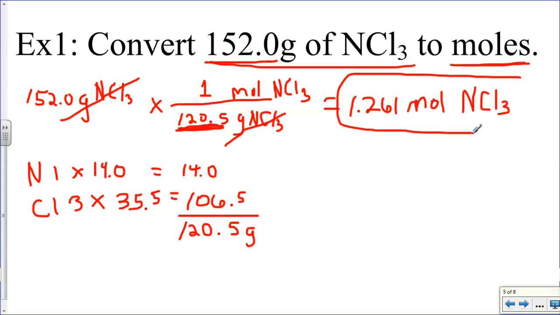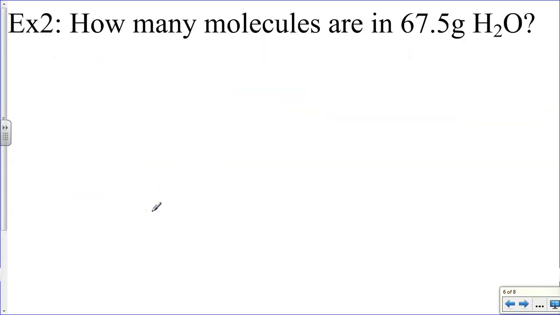So this is what we are after right here. This is our final answer. So we've converted 152 grams of nitrogen chloride into moles. So there's 1.261 moles in the 152 gram sample. Okay, so there's example 1. Let's move to example number 2.